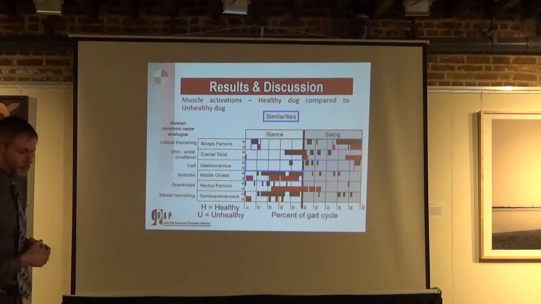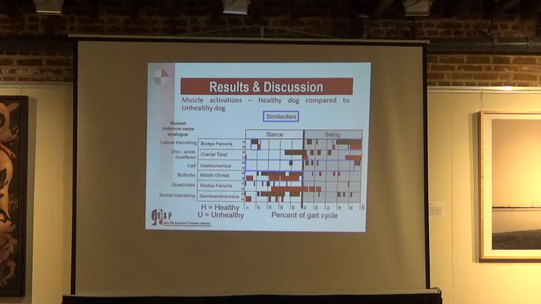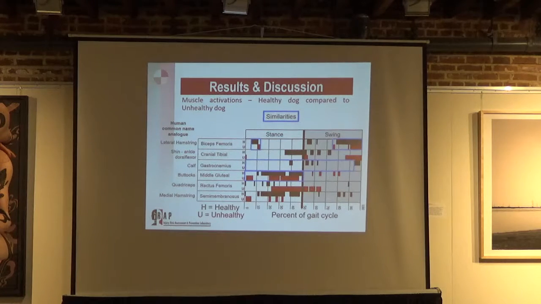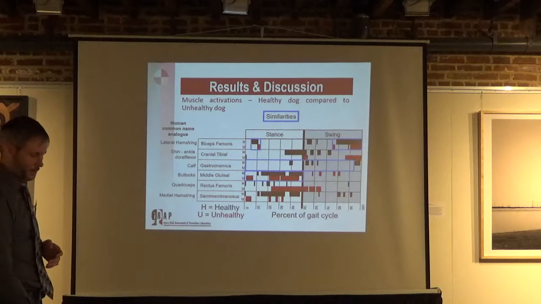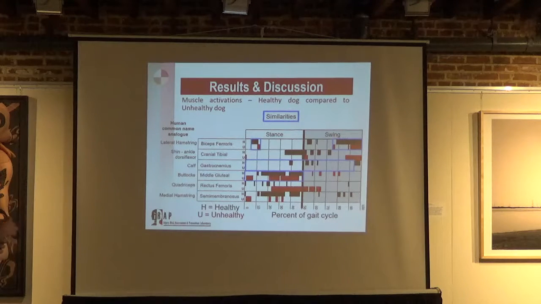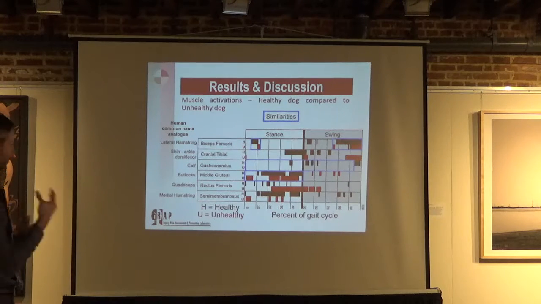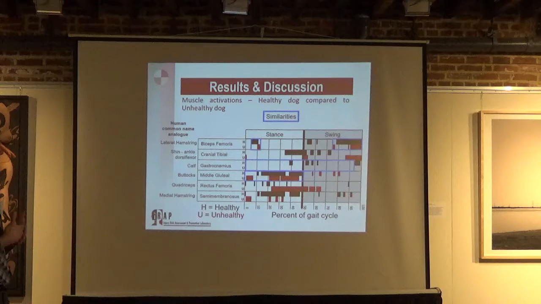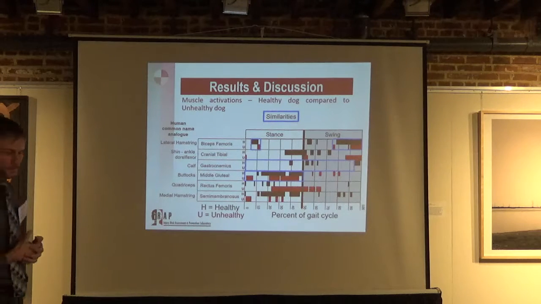What I wanted to point out were some similarities highlighted in blue. These are sections where we see similar activation or lack of activation between the healthy and unhealthy dog. The one I was going to point out is the middle gluteal, which we see active in both dogs. This makes sense because it is active during or towards the end of stance, and that is when the middle gluteal is extending the hip. So it makes sense that it would be the most active at that time.